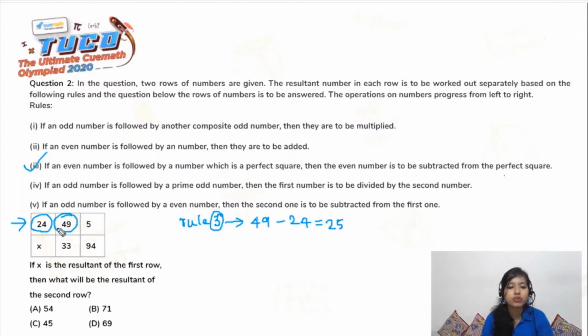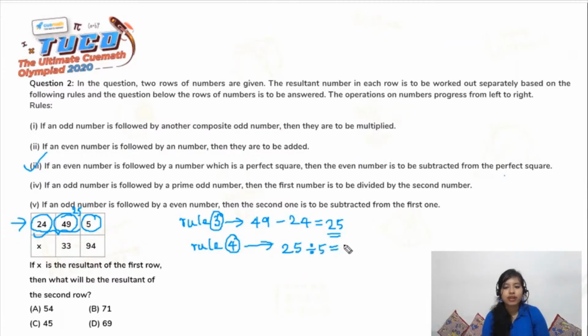Now my result of these two is 25. And let's see next, if an odd number is followed by a prime odd number. We know that 25 is an odd number, right? 25 is an odd number and 5 is an odd prime number. As I told you, you have to take the result of this, which is 25, and check it with 5. And we see that 25 is an odd number and 5 is a prime odd number, then the first number is to be divided by the second number. So as per rule 4, we are going to divide the first number, 25, by 5, and that's going to give us 5 here.